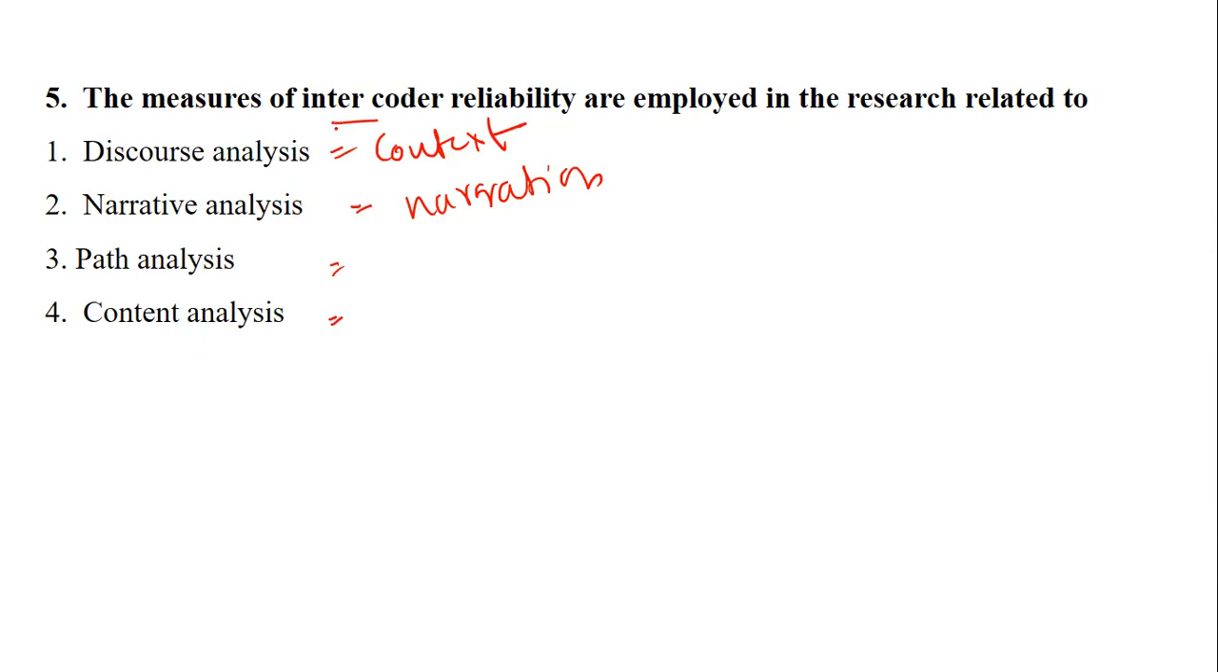So as I said, intercoder reliability is understanding the agreement between 2 or more coders. So what does this come under? It comes under content, because we know discourse is the context, narrative analysis is about the narration, and path analysis is a statistical tool. So if it involves intercoding with specific understanding, it's only and only content analysis. Is it clear? Okay. This is the right answer.